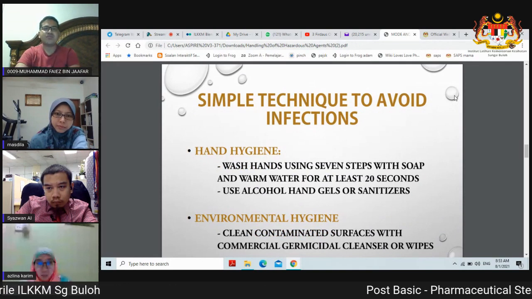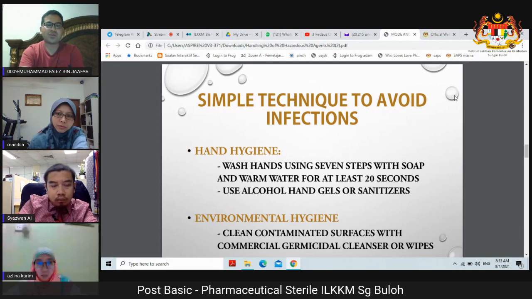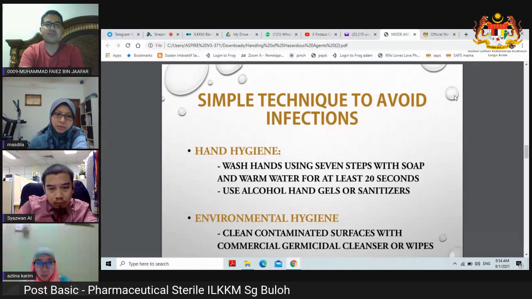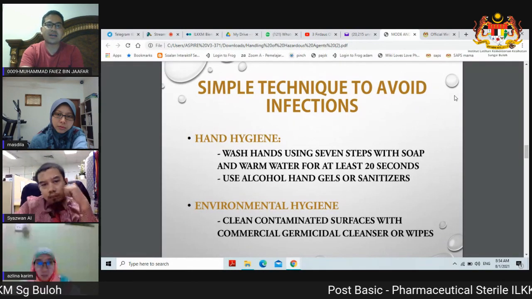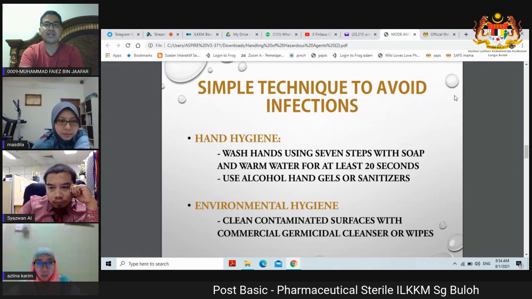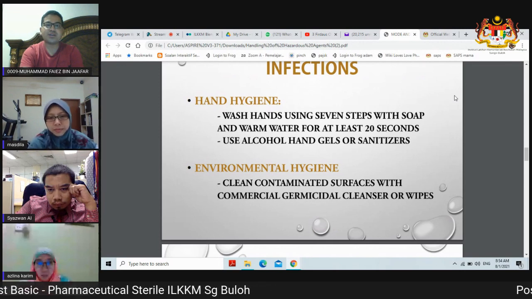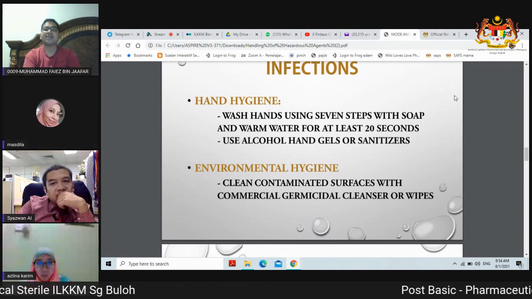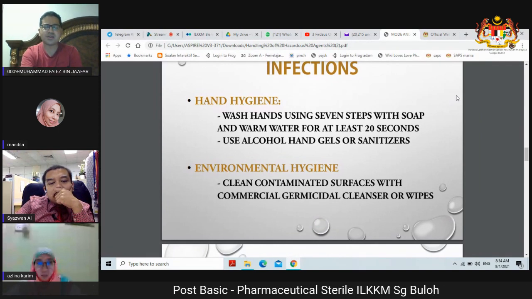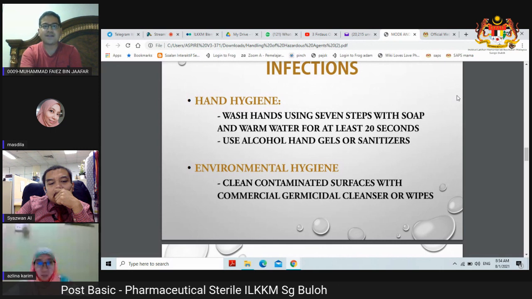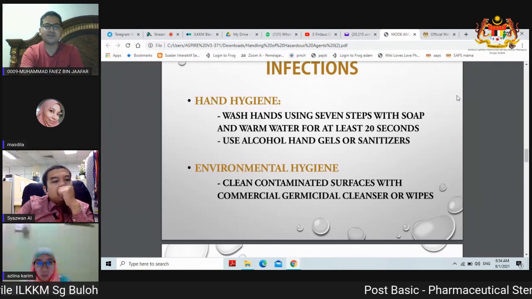So sebelum kita masuk clean room, yang pertama kita akan wash our hand menggunakan soap and warm water for at least 20 second. Lepas tu kita akan gunakan alcohol hand gel or sanitizer. For environmental hygiene, kita perlu clean contaminated surface with commercial germicide cleanser or wipe. So biasanya sebelum kita memulakan kerja, kita akan lap semua surface yang contaminated, termasuklah passboard, sinki dan sebagainya.